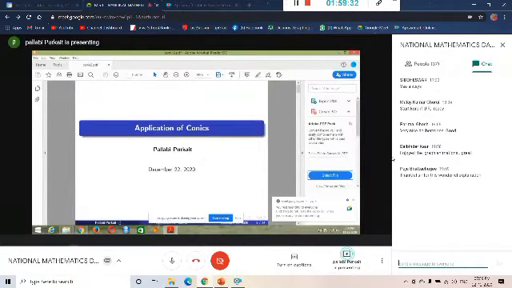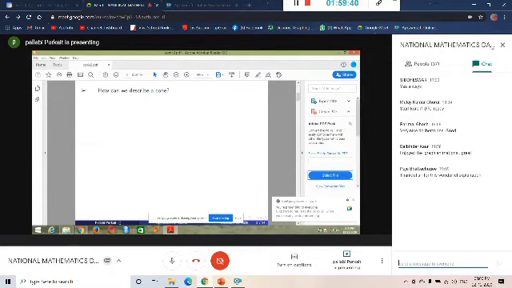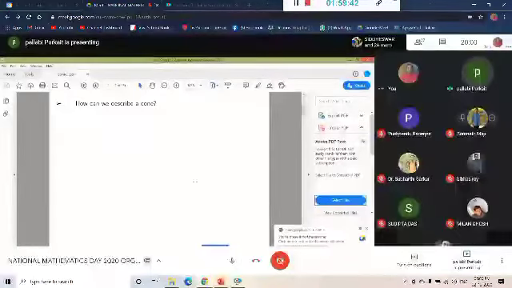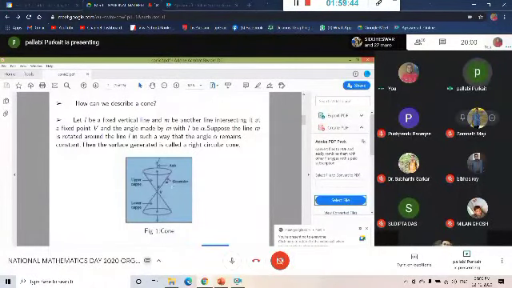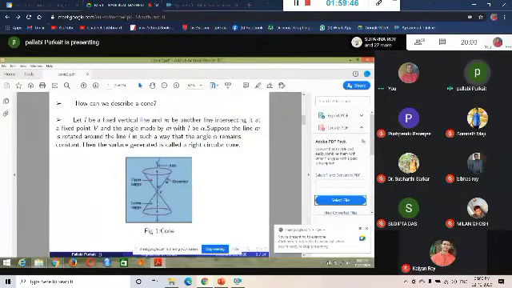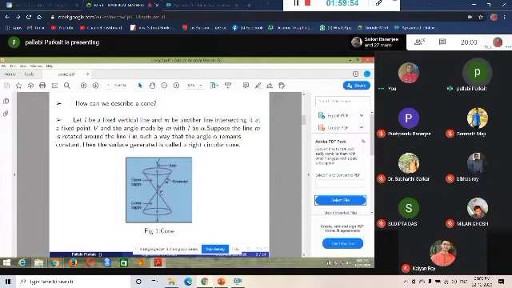Good evening, everyone. I am discussing here about application of conics. First, I am describing how the conics come. How can we describe a cone? Look at this picture. First, take a fixed line named L and a line M, which intersects L at the point V, and the angle between L and M is alpha.